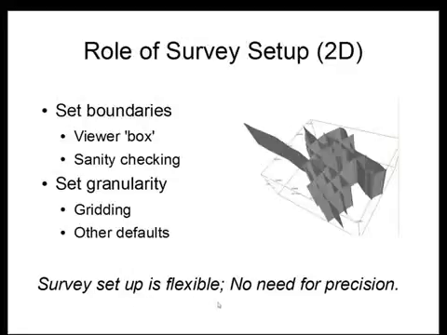The survey setup is flexible. There's no need for precision. The thing is, we need to have the boundaries, and we have some kind of granularity, because if at a certain point you might want to convert 2D horizons to 3D horizons, you need to do some gridding, and there need to be boundaries for this gridding. So everything together, the survey setup is still necessary, but it's quite flexible.